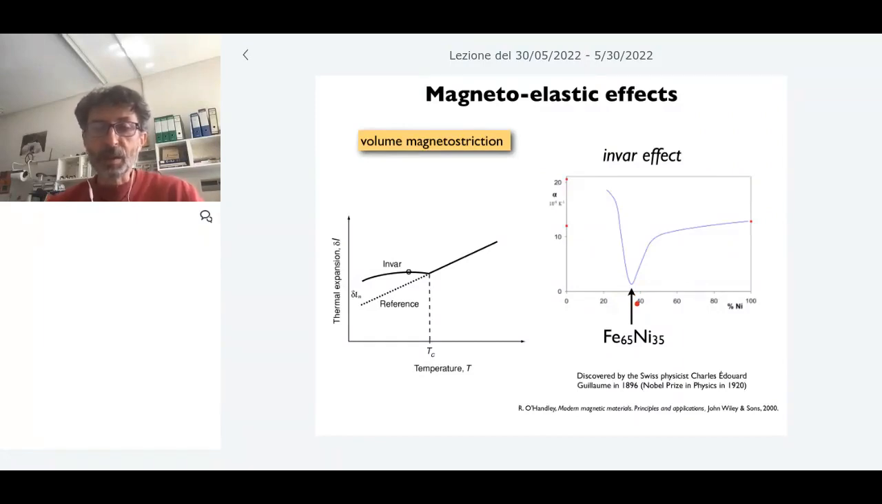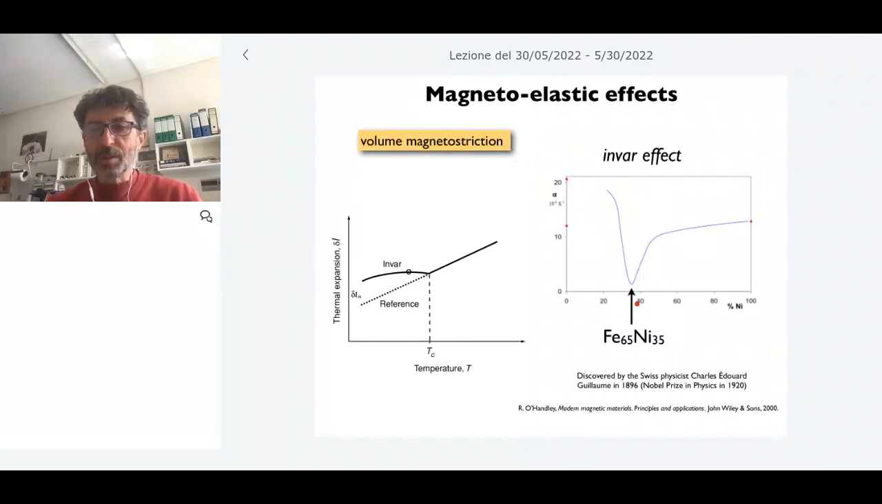This is very important for application because we have a material that, at least in the range of temperature close to the Curie temperature, in the case of iron and nickel, this composition, Curie temperature is going down, so close to room temperature, we have the compensation of the, let's say, usual thermal expansion mechanism with a volume magnetostriction that in this case is negative.